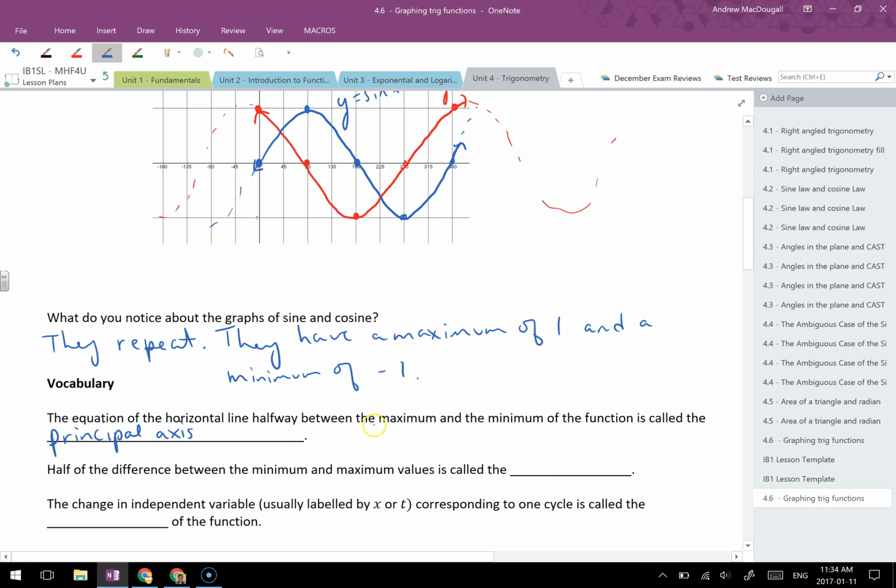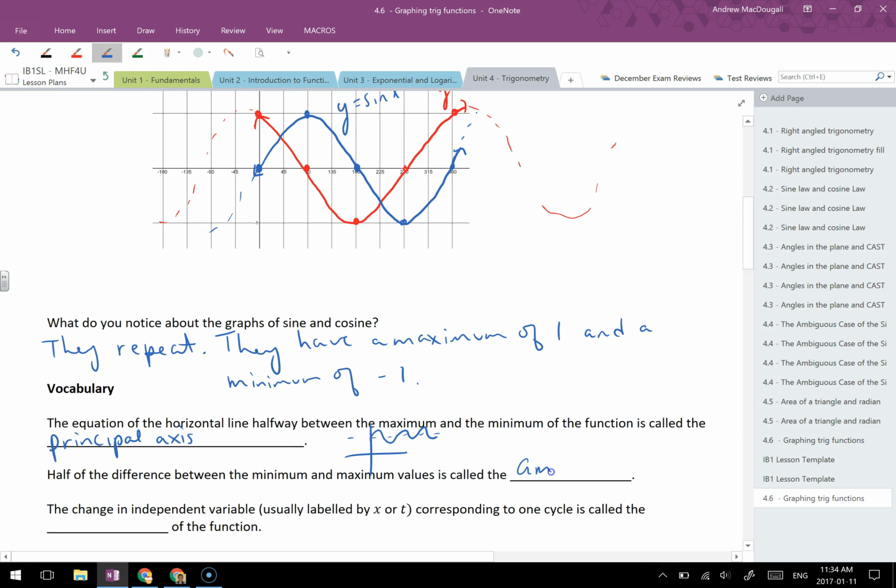So no matter what, even if my sine function is shifted up, there's still a horizontal line that goes halfway through it that has this property. Half the difference between the minimum and maximum values, or the distance from the principal axis to either the max or min, that is called the amplitude.